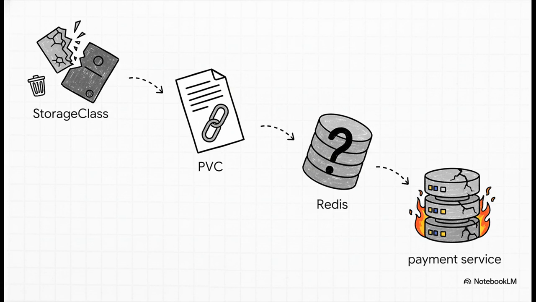The events for the Redis pod tell us its request for storage, its persistent volume claim, can't be fulfilled. A quick kubectl get storage class confirms our worst fear. The storage class it needs is just gone. Someone probably deleted it by mistake, and that's the whole domino effect right there.